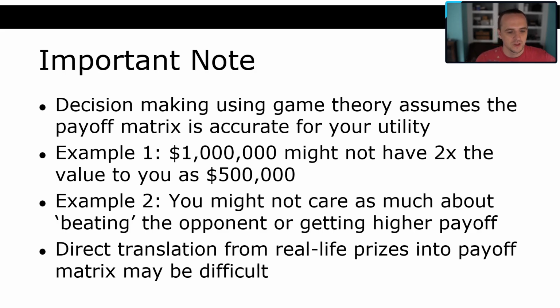Well, for example, getting $1 million in life might not be twice as good as having $500,000, right? If I got $500,000 right now, that would be amazing. I could pay off my house. Me getting $1 million would not make my life twice as good as if I got $500,000, right? Maybe it's like 1.5 or 1.3 or something like that. But at some point, the amount of money you get has diminishing returns, right? So you might assign different payoffs based on that.